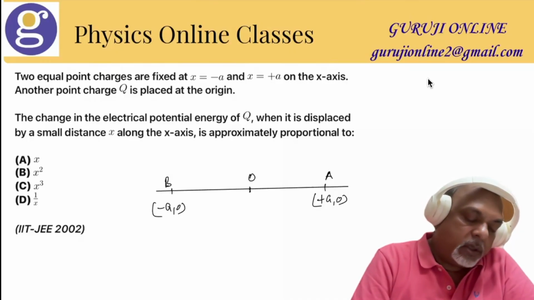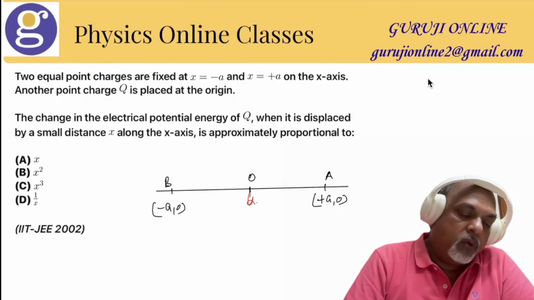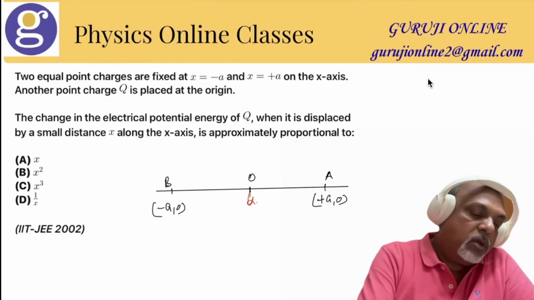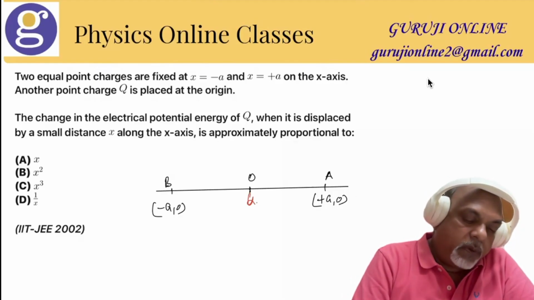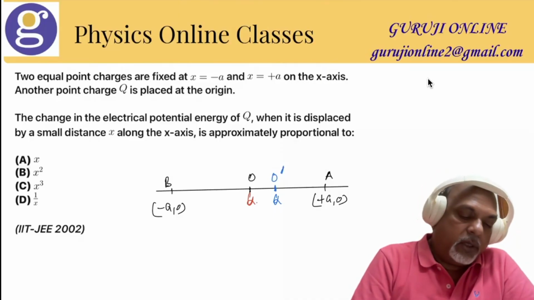Your charge Q is basically at the origin. Now, the change in the electric potential energy of Q when it is displaced by a distance x along the x-axis. So let us see, we displace this charge here, and suppose this point is O dash, and this distance is basically x.